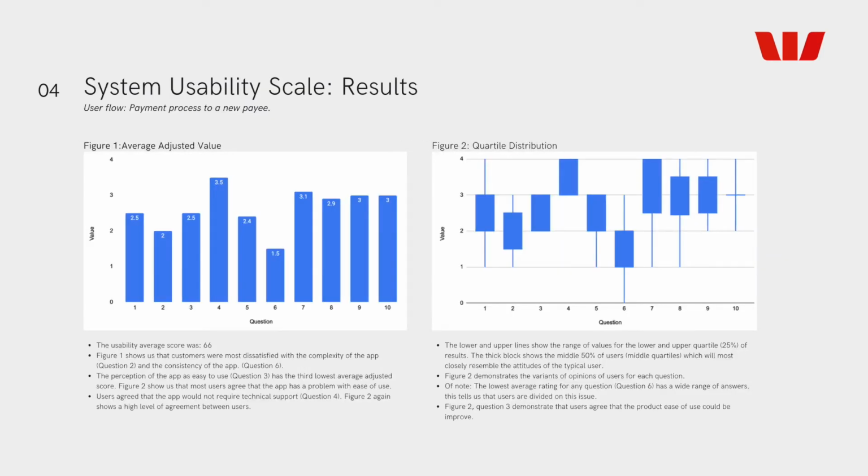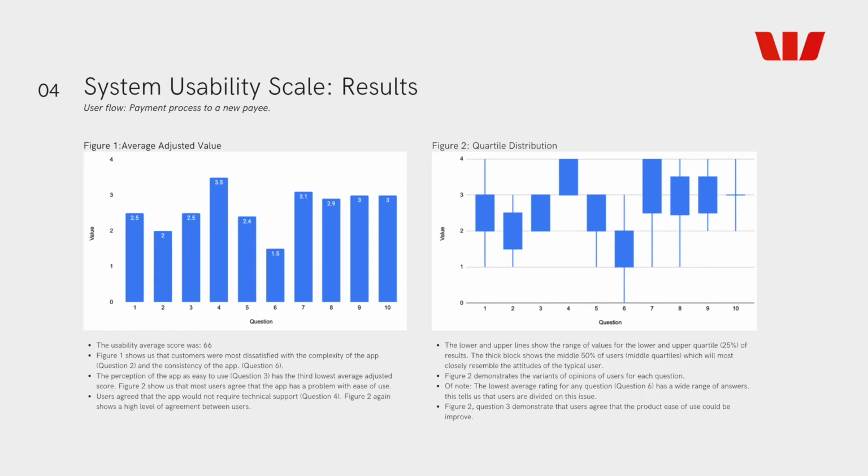These are the results of the questionnaire, and we had very interesting findings. To start, the usability average score was 66, which is below the average. In figure 1, we can see that the customers are the most dissatisfied with the complexity of the app and the consistency of the app as well. The perception of the app as easy to use has the third lowest average adjusted score.